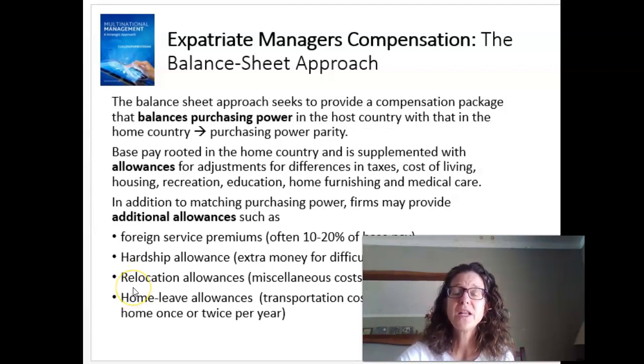A relocation allowance pays for the expatriate, him or herself, and the family to relocate to the host country, and very often also covers the cost of the move if the expatriate is moving personal household furnishings and other goods. A home leave allowance is very often offered, which includes a once a year paid home leave. And so the expatriate can go home and reconnect with friends and family.